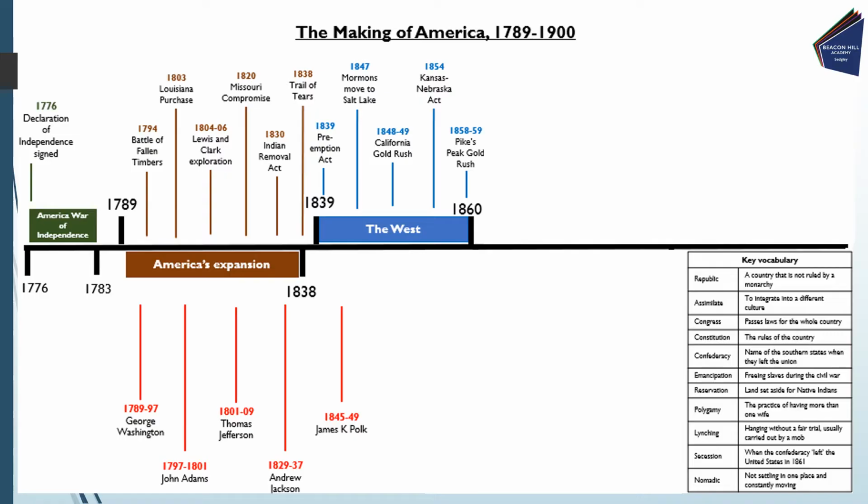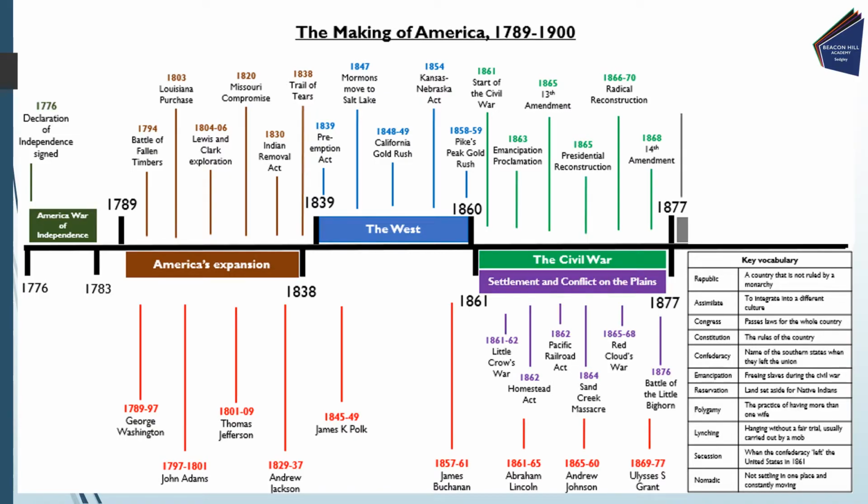Period 3 has 2 themes within it, so it's really important that you realise that, and the dates for the third section are 1861 to 1877, so you need to know that there are 2 themes within that time period, and they are the American Civil War and settlement and conflict on the plains. It's important that you know that these run alongside each other, so you can see on screen that the events that are in green are linked to the American Civil War, and the events that have appeared in purple are linked to the topic of settlement and conflict on the plains.